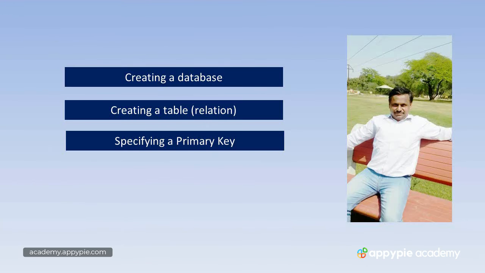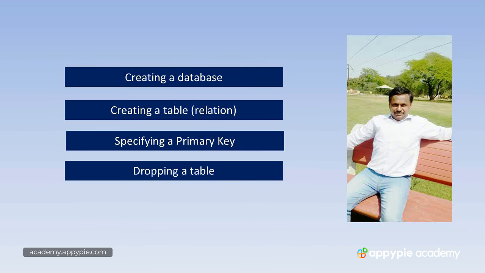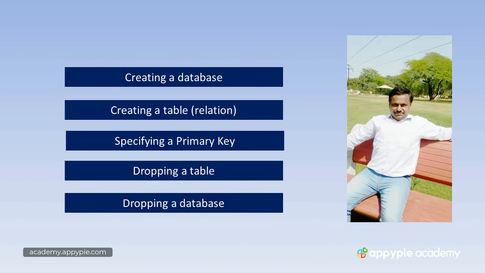A primary key is the special field, that is column name, the value of which is always unique and it cannot be left null. It cannot be left blank. Then we will learn how to delete a table. Deleting a table is called dropping a table. Then how to delete a database. Deleting a database is also called dropping a database.